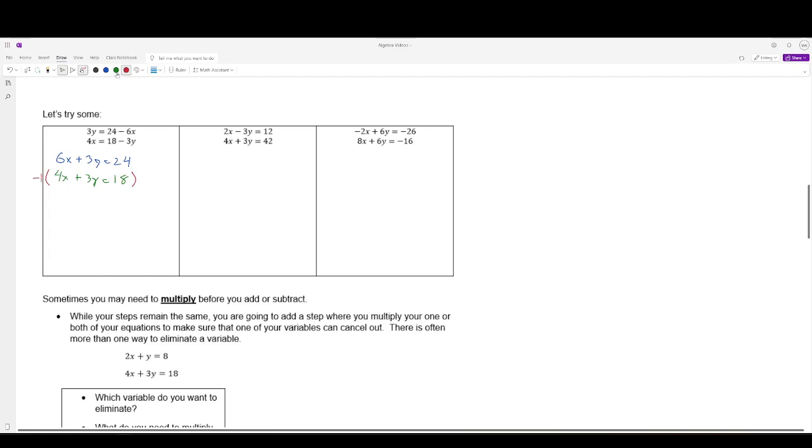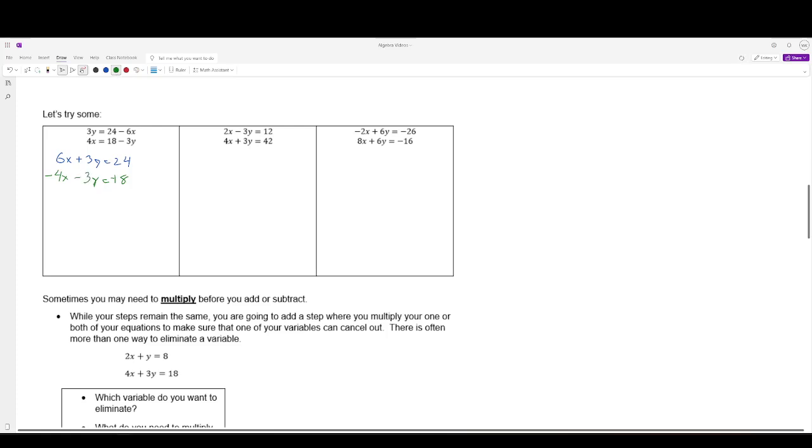In order to add these and have something get eliminated, I'm going to multiply the bottom equation by -1, which is just going to change all the signs. So rather than cluttering my space, I'm going to just do that and make this negative 4x minus 3y equals negative 18.